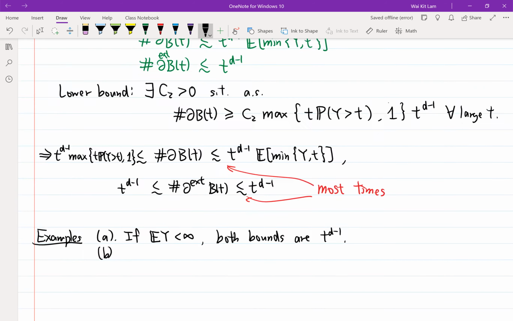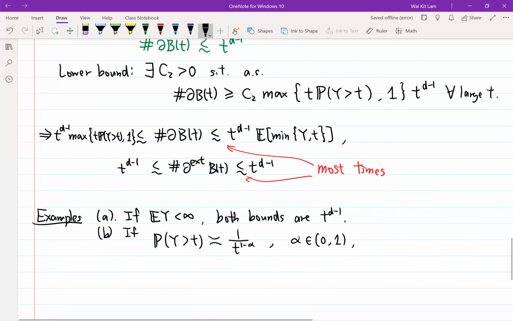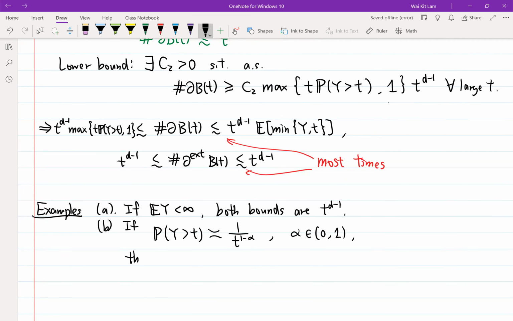However, the bounds can be larger if the distribution of y has some tail that looks like 1 over t to the 1 minus alpha, where this alpha is some number strictly between 0 and 1. Then let me skip the calculations here. You can show that both bounds will be t to the d minus 1 plus alpha.